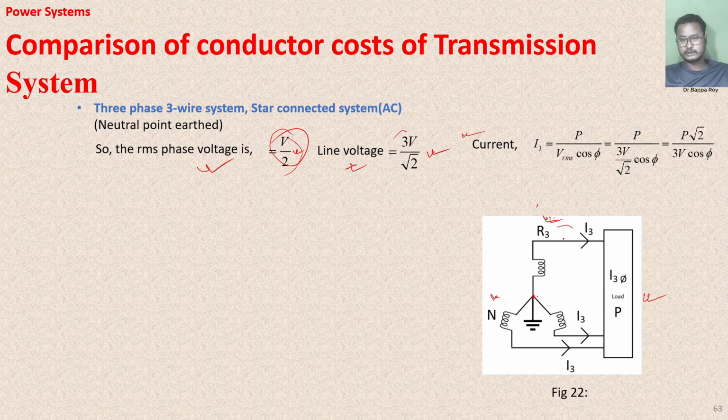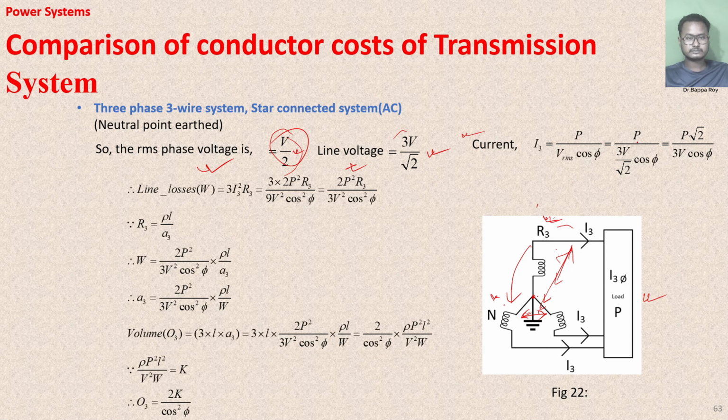There will be three potential differences, from here to here, this to this, and this to this. Three potential differences between the conductors, if you can imagine. From this conductor to this conductor, one voltage. From this conductor to this conductor, one voltage. From this conductor to this conductor, one potential difference. That's why 3V by root 2. So we are just putting the value of this. So finally we will get P root 2 by 3V cos phi.